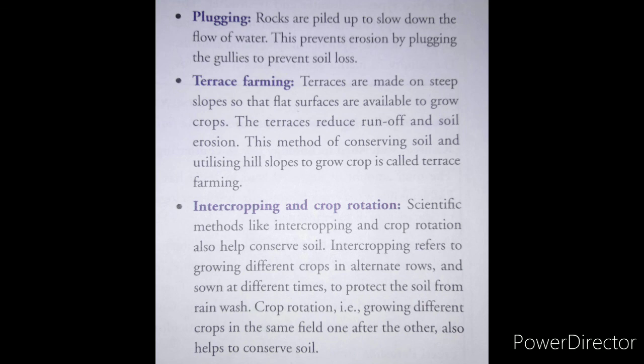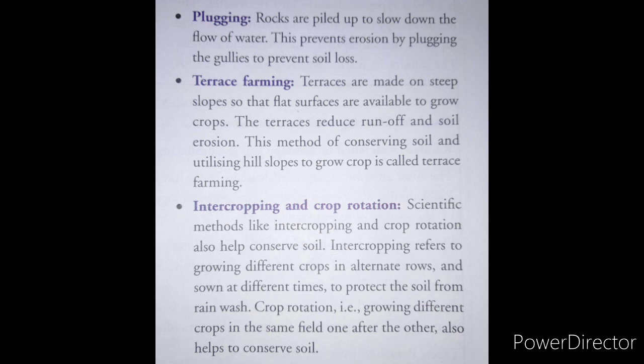Next is intercropping and crop rotation. What is intercropping and crop rotation, children? Whenever you go to your village, you see that in a particular field sometimes your parents produce wheat, and in the other season they produce rice, then again wheat and again rice. What is this? This is the crop rotation.